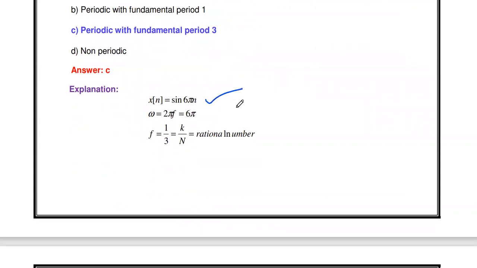So you just write x of n and compare it with sine omega n. We have to find out the value of f, and in order to find f, we have to find omega. Omega is nothing but 2 pi f. In the place of omega, 6 pi is available. So pi cancels, 2 and 6 give 3, so f can be represented as 1 by 3, where k is 1 and n is 3. So k and n are both integers, a ratio of two integers, so it is called a rational number.